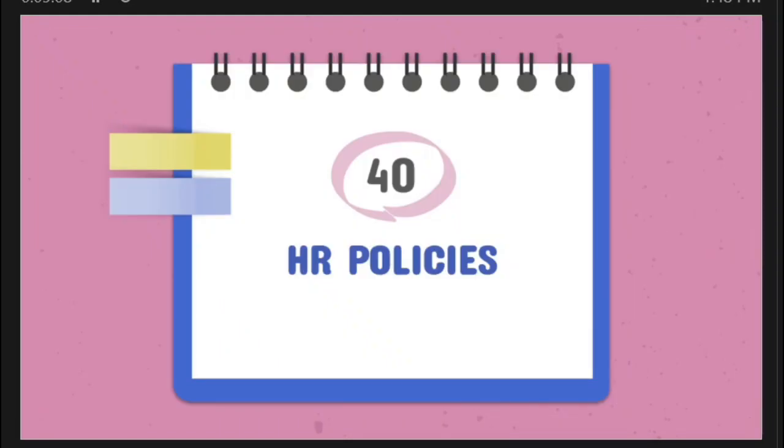Okay, let's start with Chapter 40, the HR policies. On completing this chapter, we should be able to define the key concepts of diversity and equal opportunities. We should also be able to understand the following. Number 1, the reason for having HR policies. Number 2, overall HR policy. Number 3, specific HR policies. Number 4, formulating HR policies. And number 5, implementing HR policies.